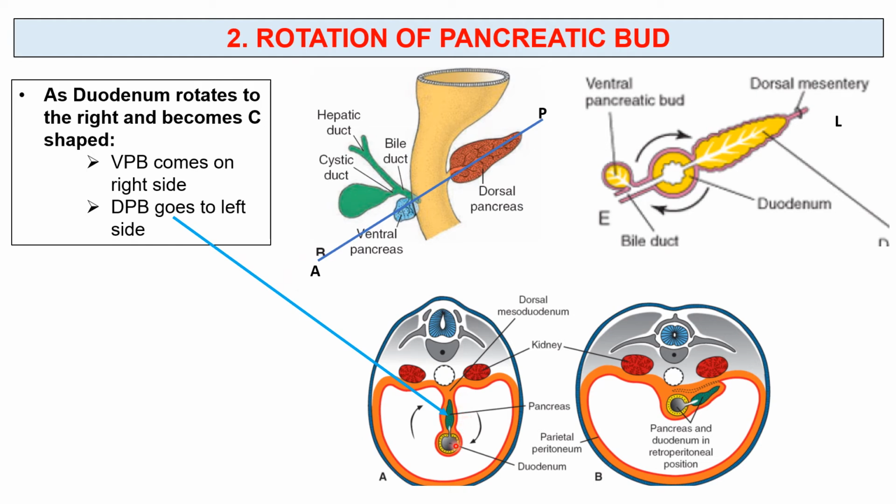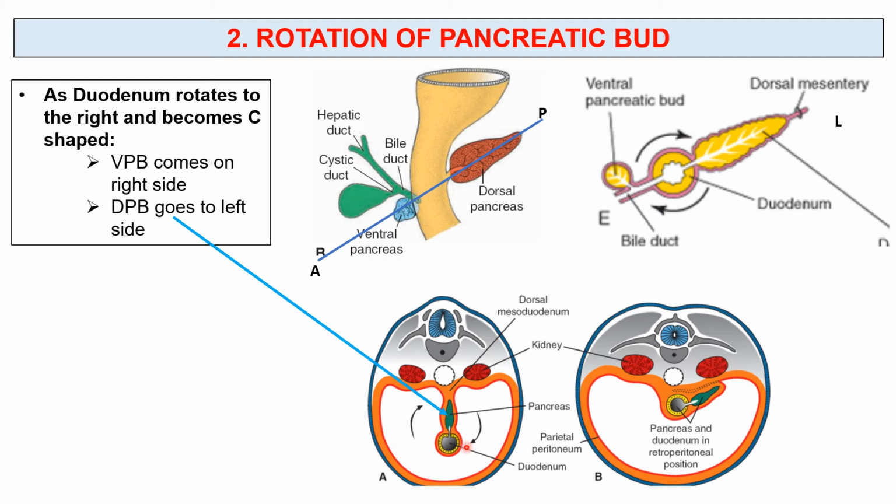So we know that with the rotation of the duodenum, when the duodenum is going to rotate to the right, the dorsal pancreatic bud, which is developing in the dorsal mesoduodenum, and the ventral pancreatic bud developing in the ventral mesoduodenum are also going to rotate with the duodenum. So in the second picture, we can see the rotation of the duodenum. When the duodenum rotates to the right and acquires its C-shape, the dorsal pancreatic bud, which was developing in the dorsal mesoduodenum, will shift to the left side.